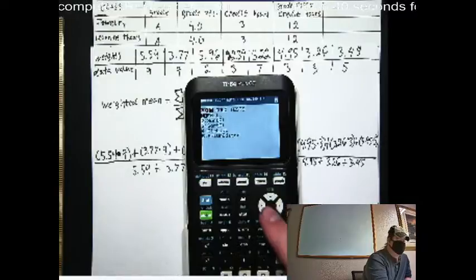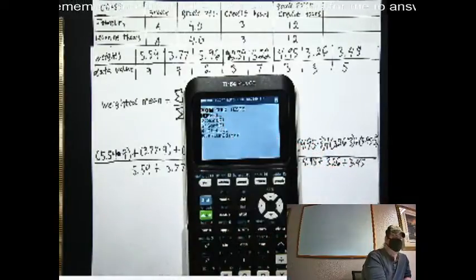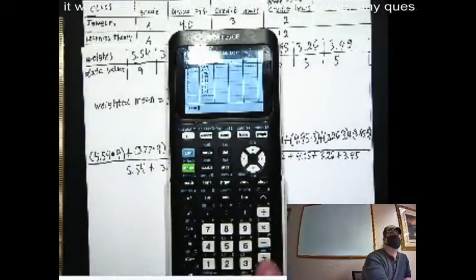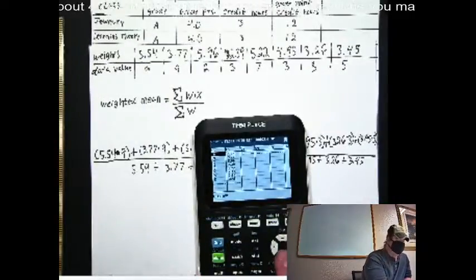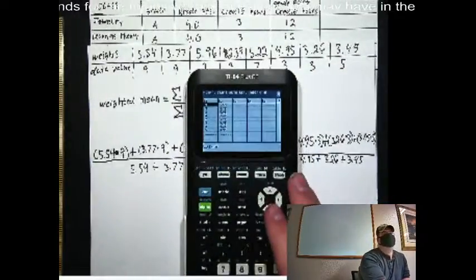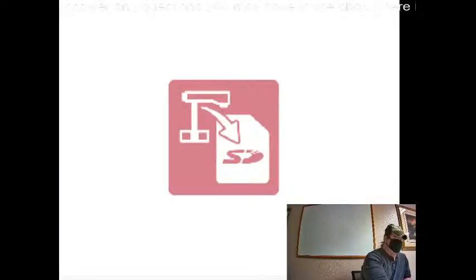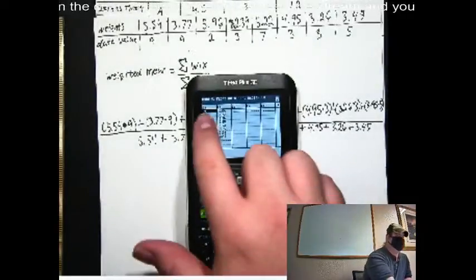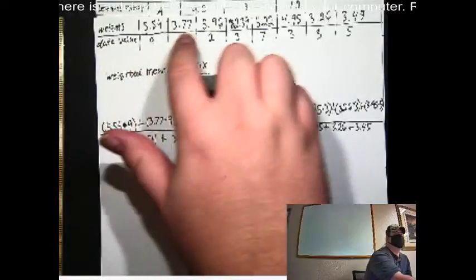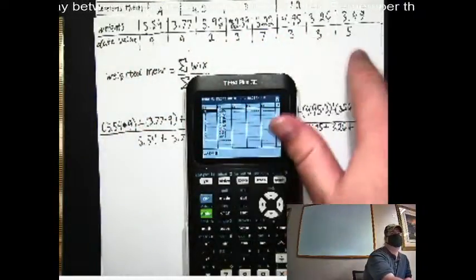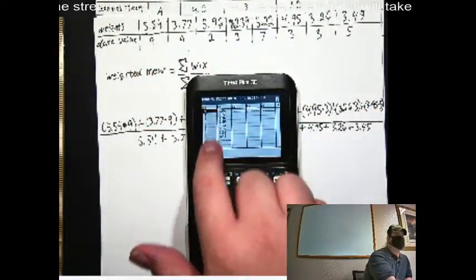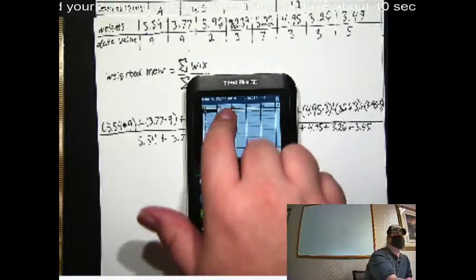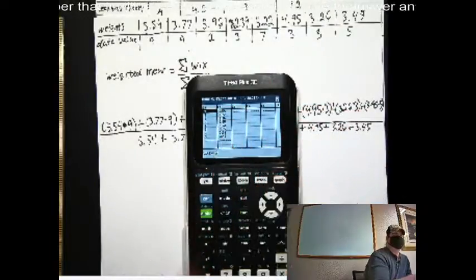is hit Stat and then click on Edit. So click on Edit, the Enter button there. I've already entered everything in here, but in the first list, you'll want to put your data values. So 9, 9, 2, 3, 7, 3, 5. That's all put in this list right here. In the next list, I put all my weights. So all of these up here went into the second list.